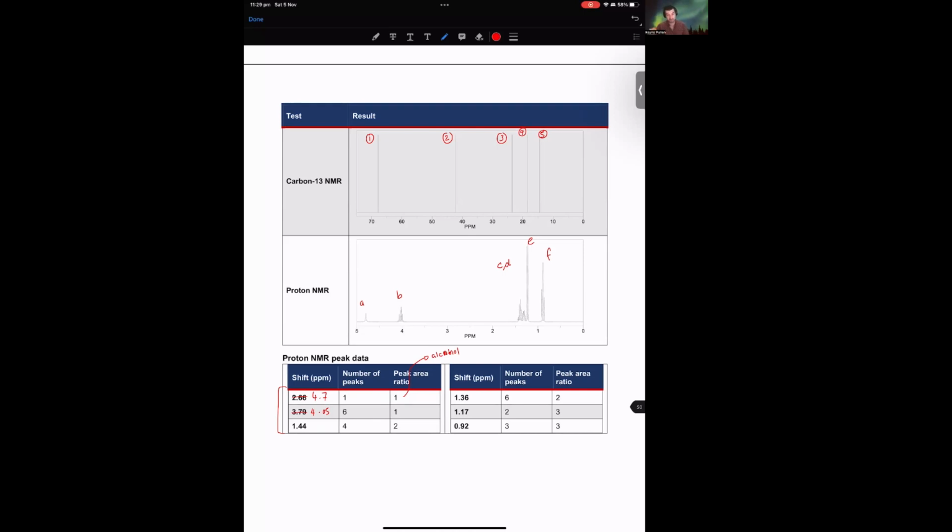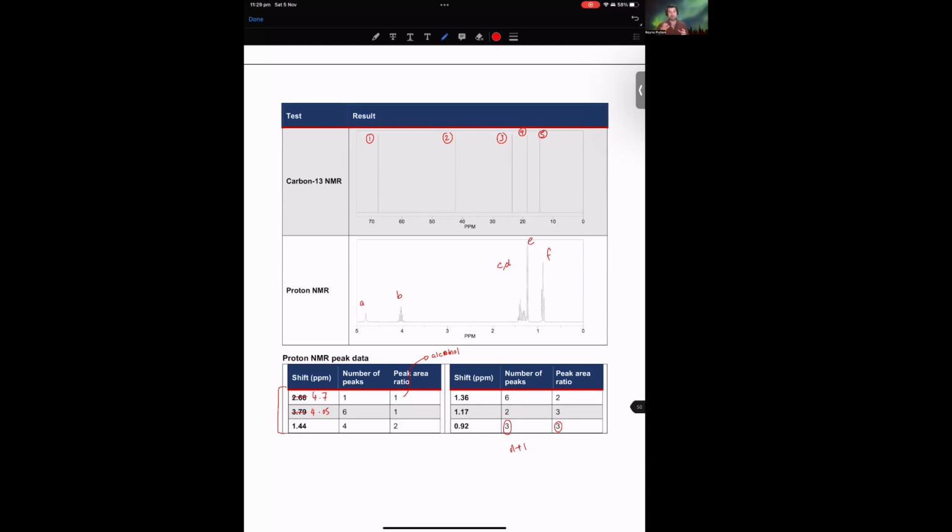Conversely, right down the other end, we can see here that peak F, which is very much shielded, a shift of only 0.92, has a peak area ratio of 3, so there are 3 protons present. And it is also a triplet, meaning that by the n+1 rule, it is next to 2 protons in another environment.